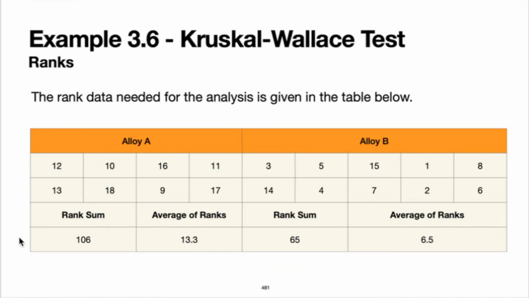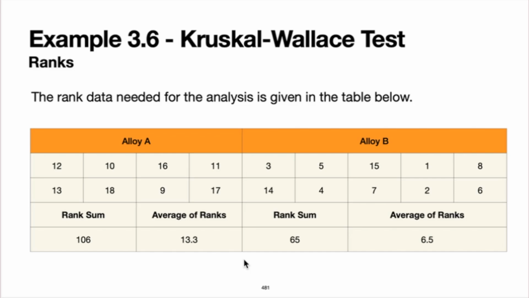All right, now in that example we found the ranks of the observations, and so I've reproduced those ranks in this data set. And I've also appended at the bottom here some summary statistics for the ranked data. What we're essentially doing here is replacing the actual value with the ranked data. And so for alloy A, the rank sum is 106. The average of the ranks for alloy A was 13.3. And then the rank sum for alloy B is 65, and the average of the ranks for alloy B is 6.5. Now, in calculating the ranks, we sorted the data in ascending order.